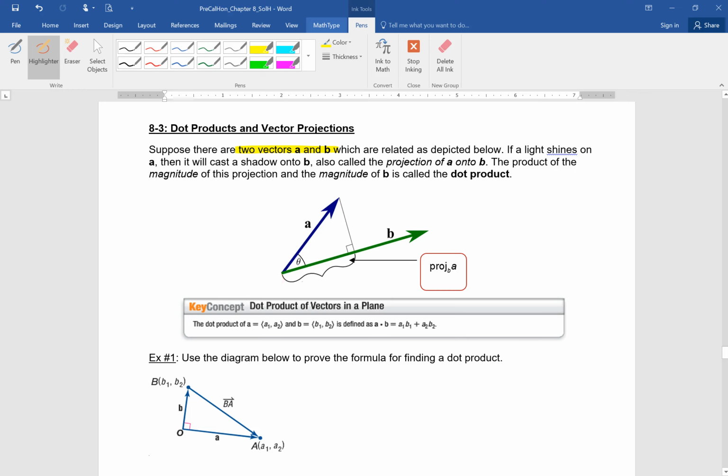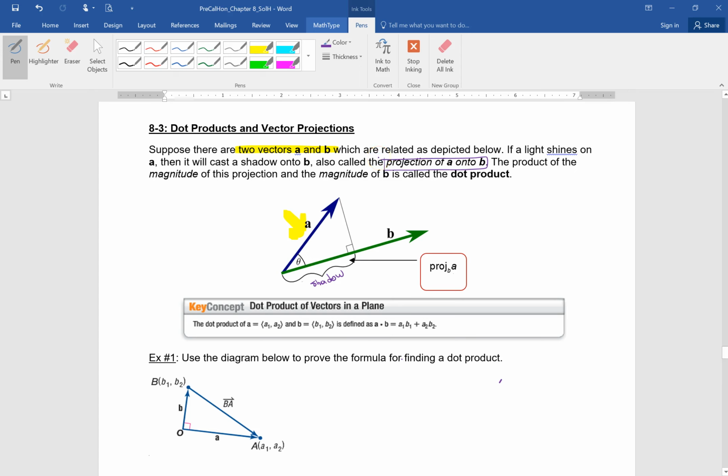Now, suppose you shine a light on A, like this, okay? If you shine a light on A, then a shadow of A will be cast on B, right? And here is the shadow right there. Well, in math, we don't call it a shadow. We call it a projection. In fact, instead of calling it the shadow of A, we call it the projection of A onto B.